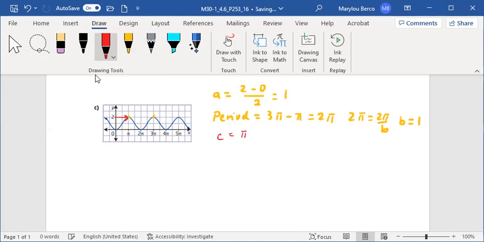The vertical displacement, here is my midline. D, the vertical displacement is 1. So we have an equation for y equals a cos b x minus c plus d is y equals 1 cos 1 x minus pi plus 1.